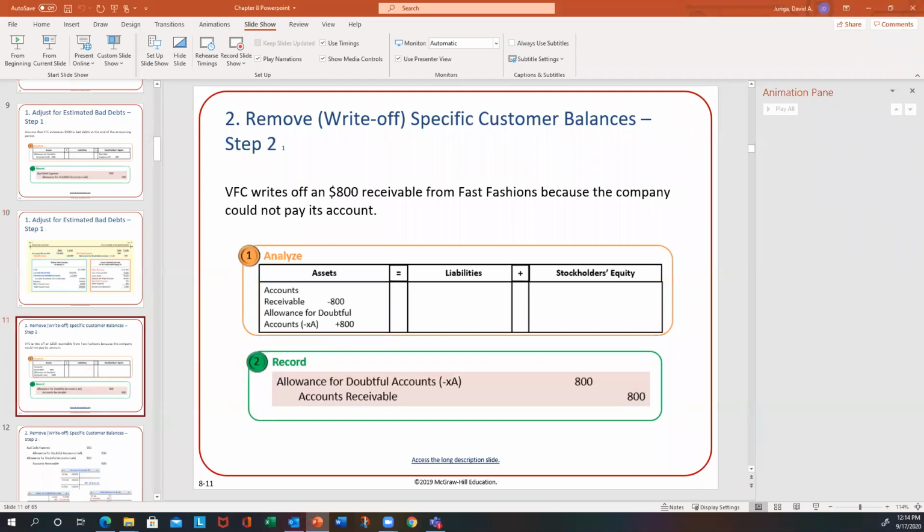All right, and then later on, when you end up writing off the account, you would be reducing your accounts receivable, and also reducing the allowance account. Remember, the allowance account would have a normal credit balance. So by debiting it, that would be reducing it. So debit the allowance and credit the accounts receivable.